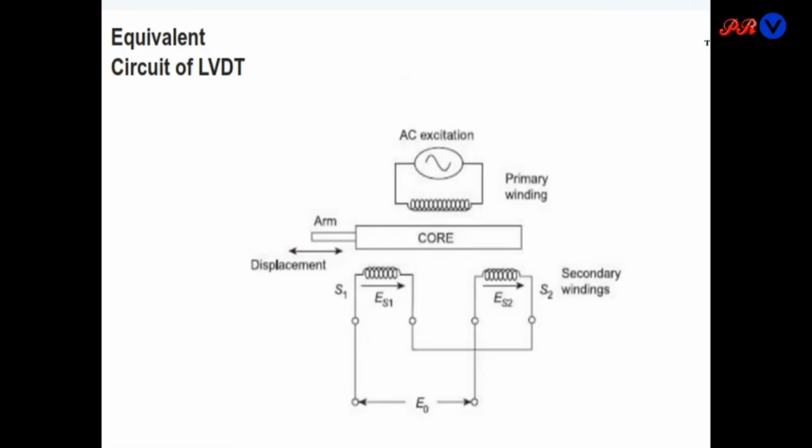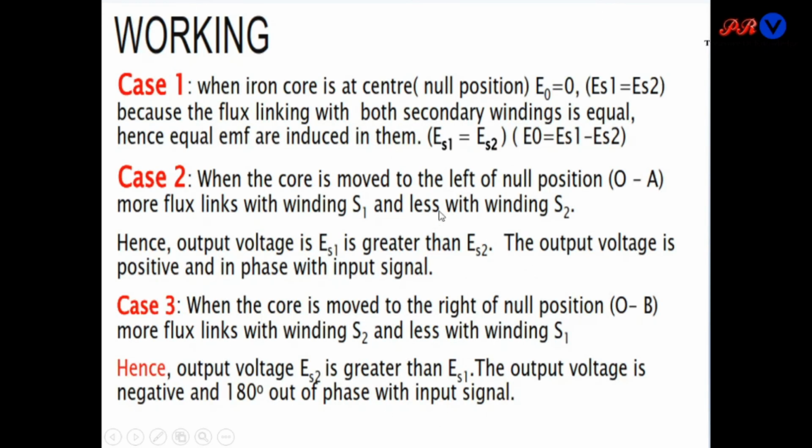Equivalent circuit of LVDT: this is the core which we are moving, this is the primary winding through which AC excitation or input voltage is connected. These are two secondary windings which are connected in such a way that they provide opposite polarity, and E0 is the output, and this E naught is always equal to ES1 minus ES2.